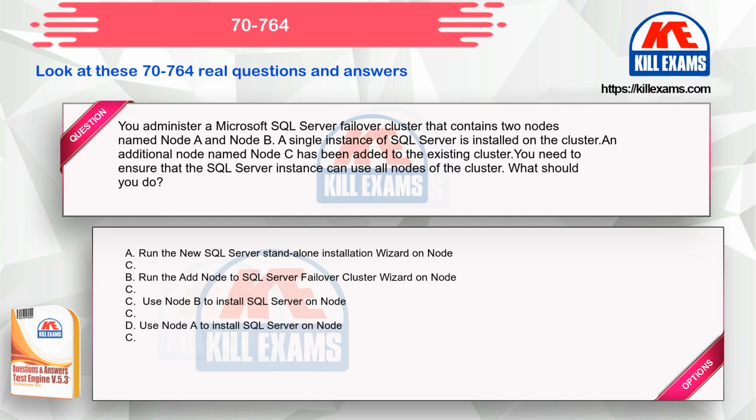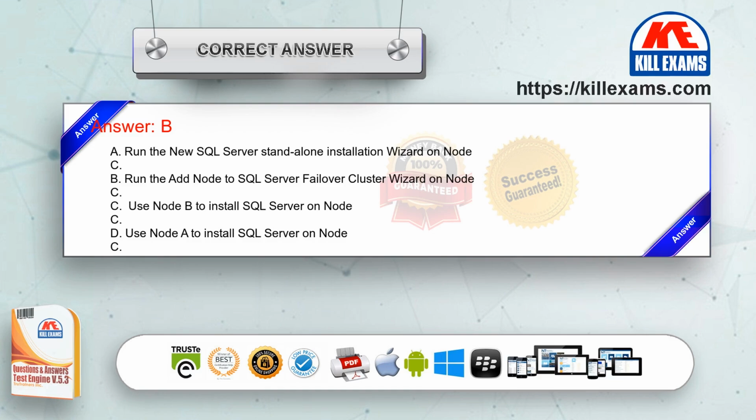Option A. Run the new SQL Server standalone installation wizard on Node C. Option B. Run the Add Node to SQL Server failover cluster wizard on Node C. Option C. Use Node B to install SQL Server on Node C. Option D. Use Node A to install SQL Server on Node C. The correct answer is option B.